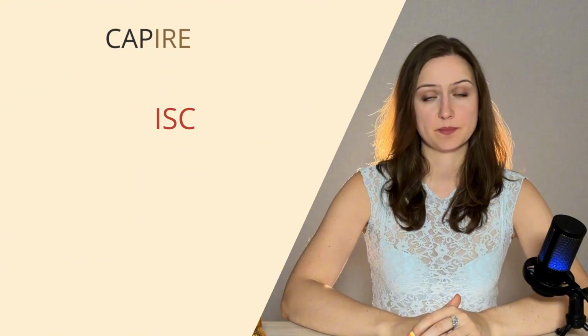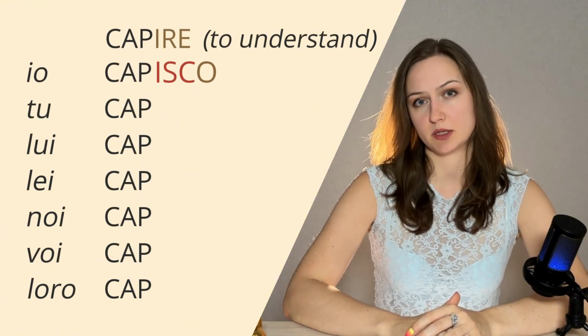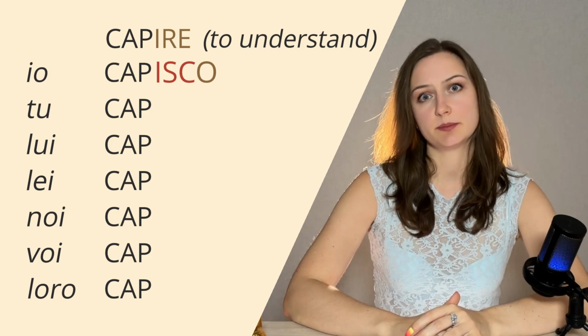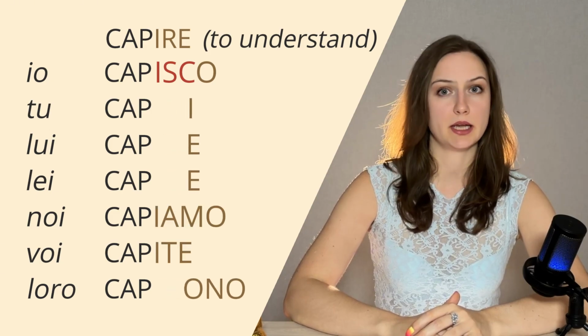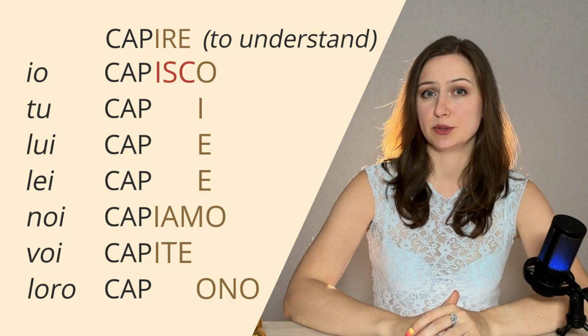Remember last time I mentioned something about IRE verbs. Some of them take an extra piece, isc. For example, capire, io capisco. This isc part appears before the main ending, although the ending stays the same. Let's see what it looks like.